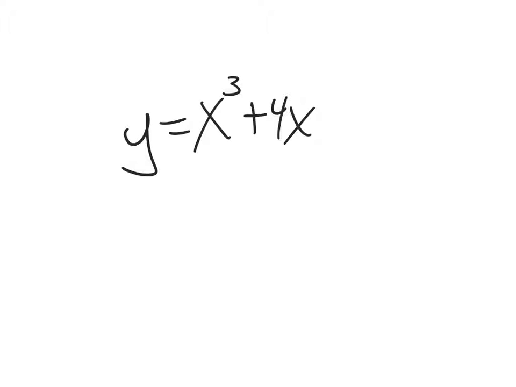Okay, so a function. You have learned that a function has to pass a vertical line test. But if I told you just this, y is equal to x cubed plus 4x, there's a way of telling without graphing it that it's a function. Without graphing it. And it's really simple.